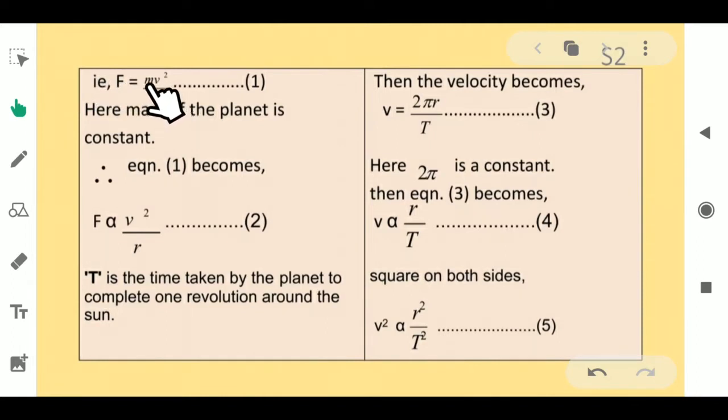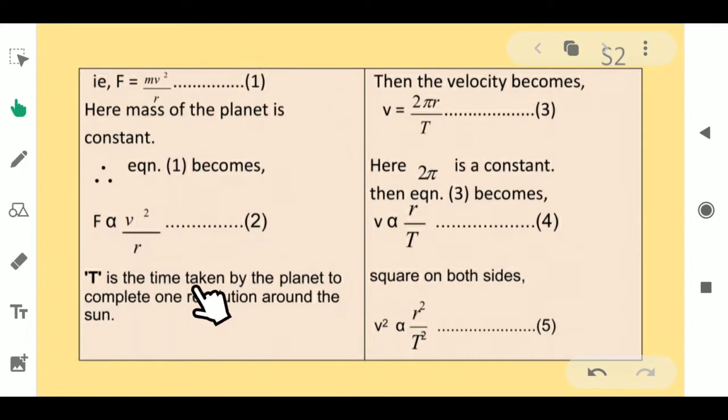The centripetal force F is equal to mv square by r. m means the mass of the planet, v is the velocity of the planet, and r is the radius. Therefore, F is equal to mv square by r, taken as equation number 1. Here, the mass of the planet is a constant. Therefore, equation 1 can be written as F proportional to v square by r, because we are removing the mass m since it's a constant. This can be taken as relation number 2.